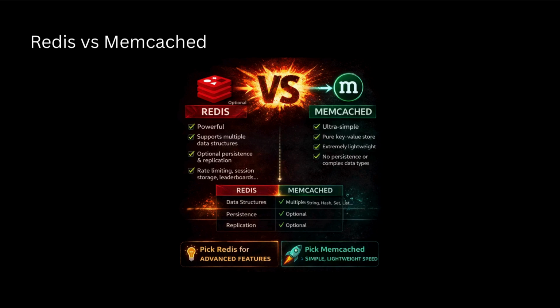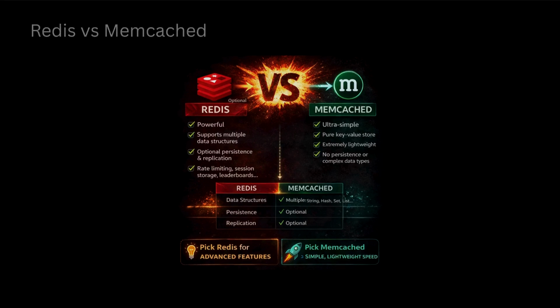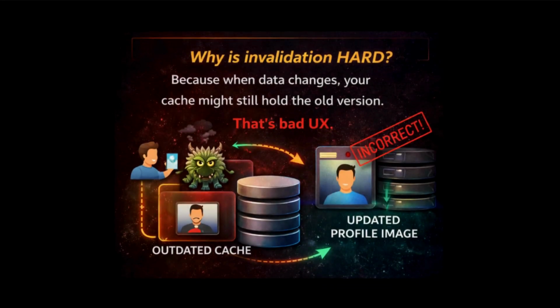But even with the best tools, you eventually run into a single most frustrating problem in engineering. It's the reason profile pictures don't update and news feeds feel broken. So that is cache invalidation. There are only two hard things in computer science. One is naming things and the other is cache invalidation and off by one errors.